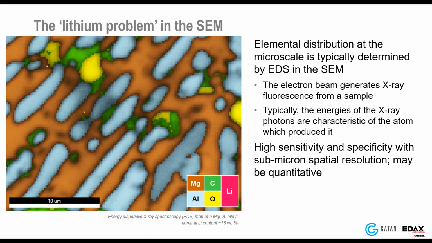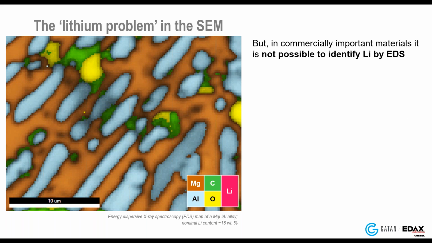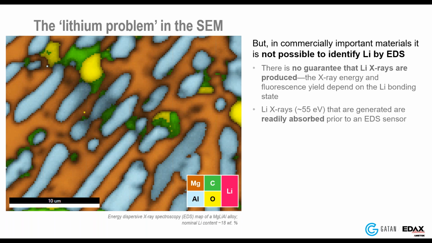On the left-hand side here you see an example of an EDS map, actually an overlay of several different elemental maps, including magnesium, lithium, and aluminum. And this is from a magnesium, lithium, aluminum alloy. And the map reveals a eutectic microstructure with submicron feature sizes. However, almost half of the atoms in this sample are lithium, but lithium is not detected at all by EDS analysis. And there are several fundamental reasons why this is the case.